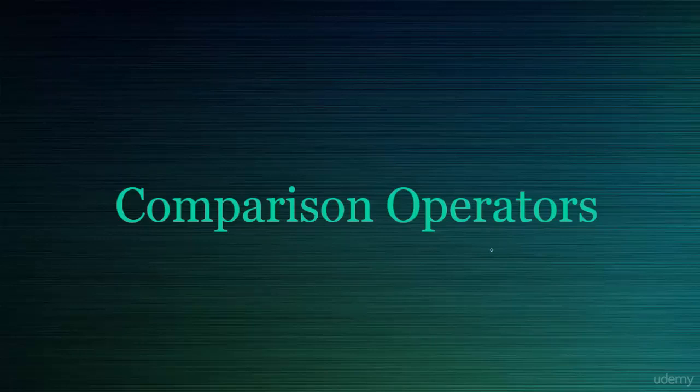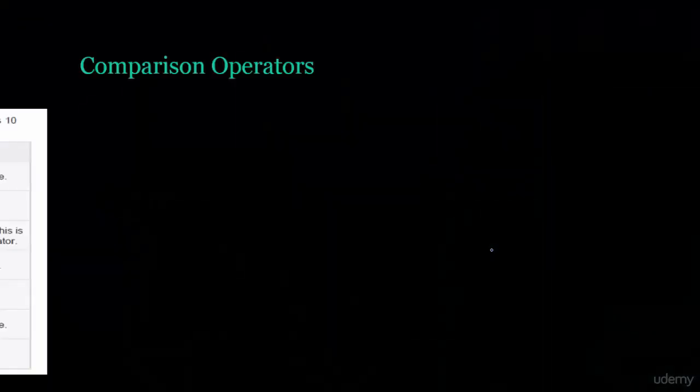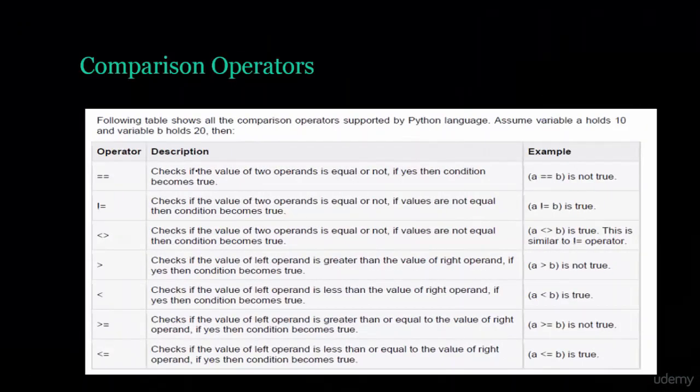Welcome. In this video, I'll talk about comparison operators in detail in Python. Let's start. The first operator here is equal. This operator checks if the values of two operands are equal or not. If yes, then the condition becomes true. Like this, A equal B.